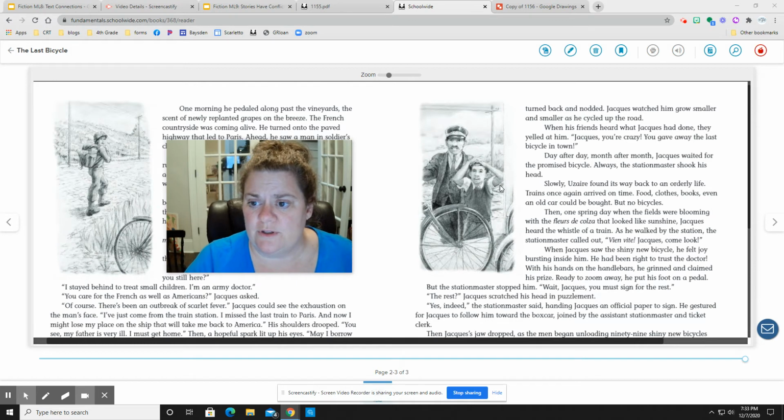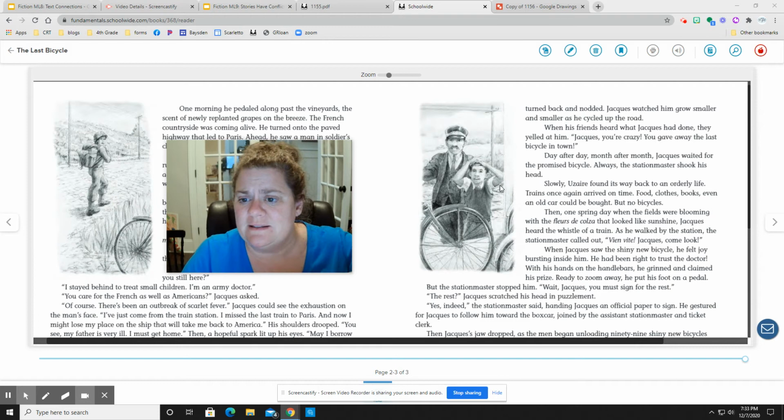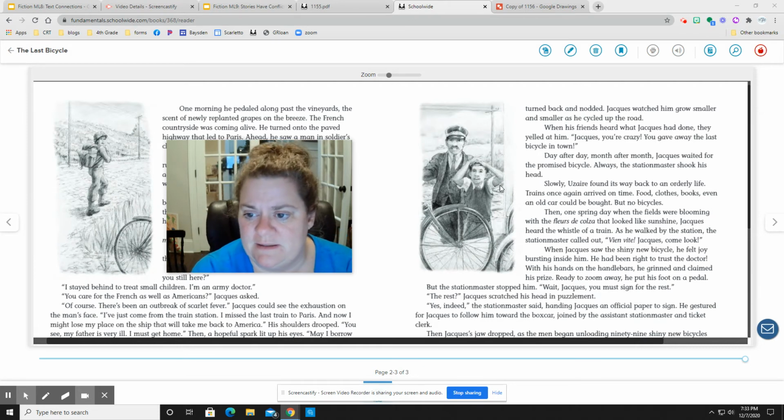When his friends heard what Jacques had done, they yelled at him, "Jacques, you're crazy! You gave away the last bicycle in town!" Day after day, Jacques waited for the promised bicycle. Always the station master shook his head. Slowly, the town found its way back to an orderly life. Trains once again arrived on time, and food, clothes, books, even an old car could be bought, but no bicycles.